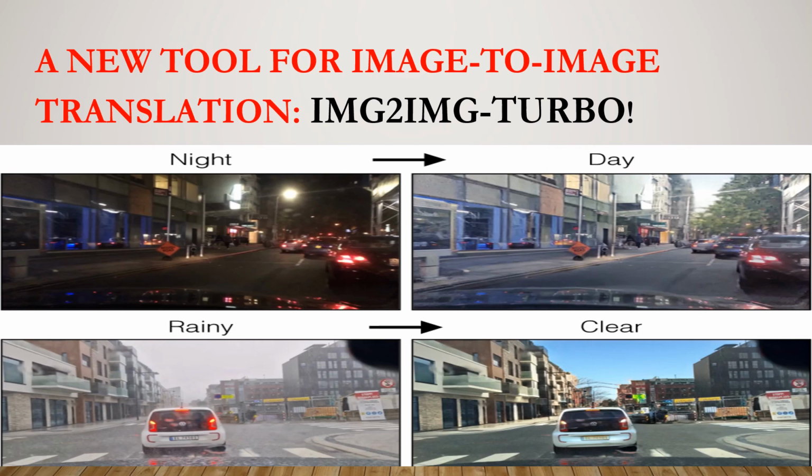Image to Image Turbo. Imagine you have a picture of a beautiful sunset, but it was captured on a cloudy day. Wouldn't it be amazing if you could simply tell your computer, make it a clear night sky? And poof, your wish is granted.